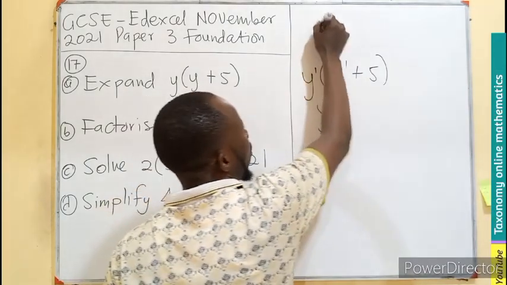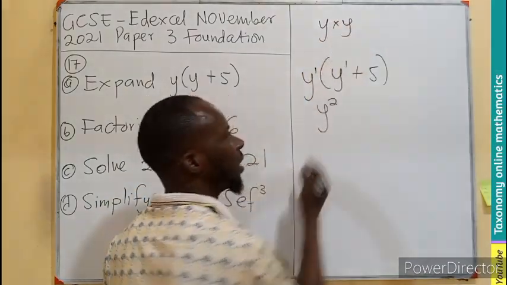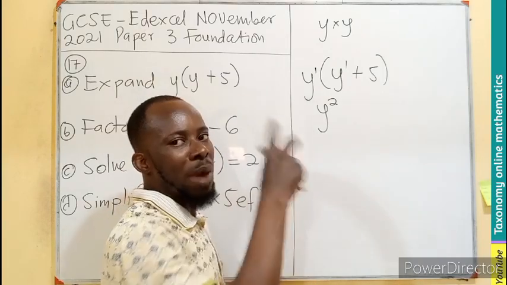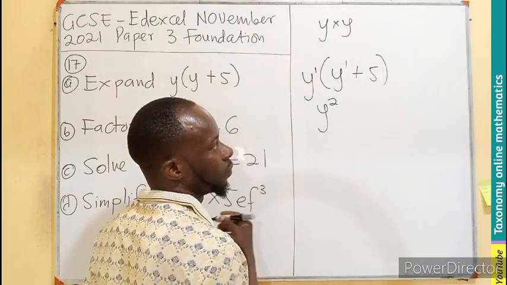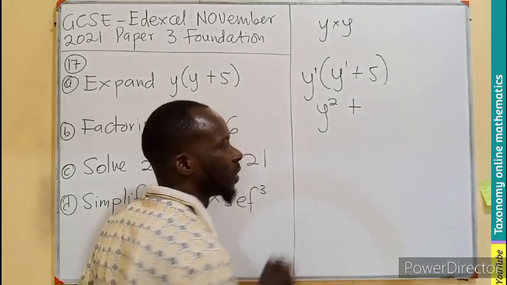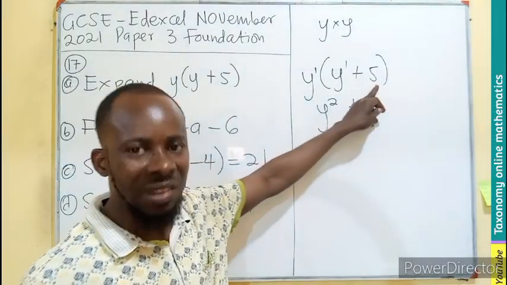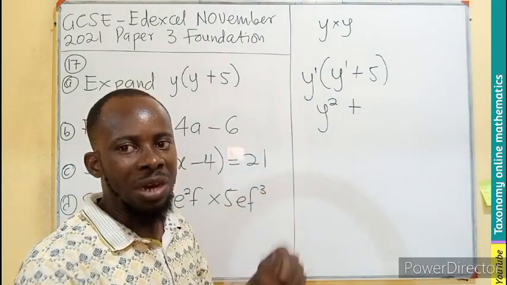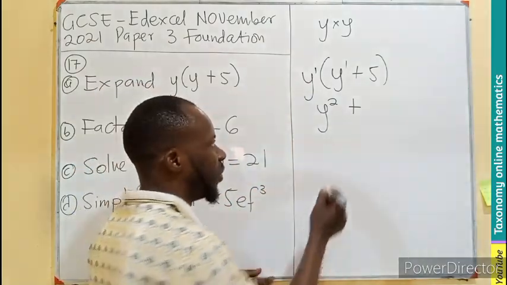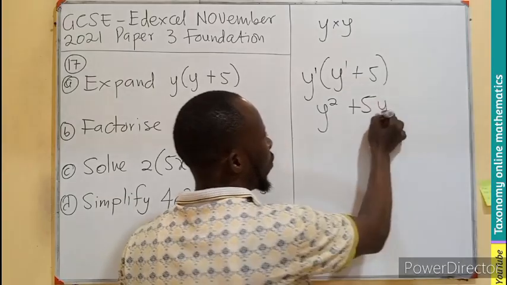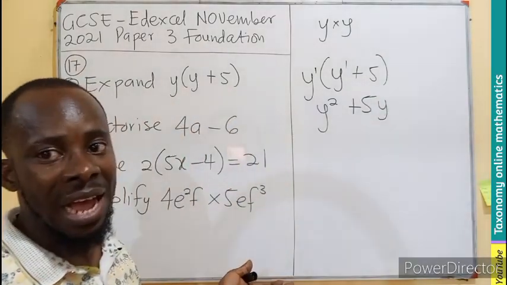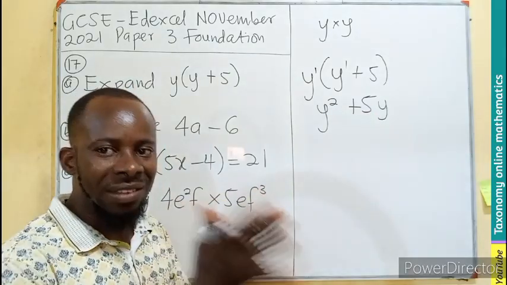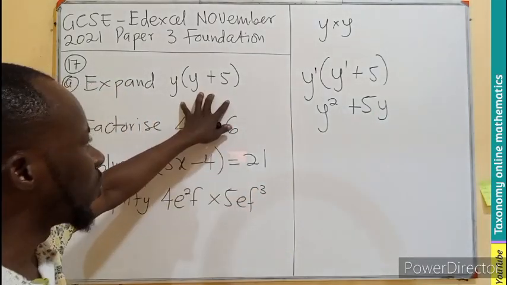It will be y times y. And how many y are you seeing in there? The y with a power of 2. So we have an exponent of 2. Then plus. When you are multiplying a constant and a variable, you only combine them without the multiplication sign. Meaning this becomes 5y, and that is all that they are asking of us. y squared plus 5y is the expansion of this question.